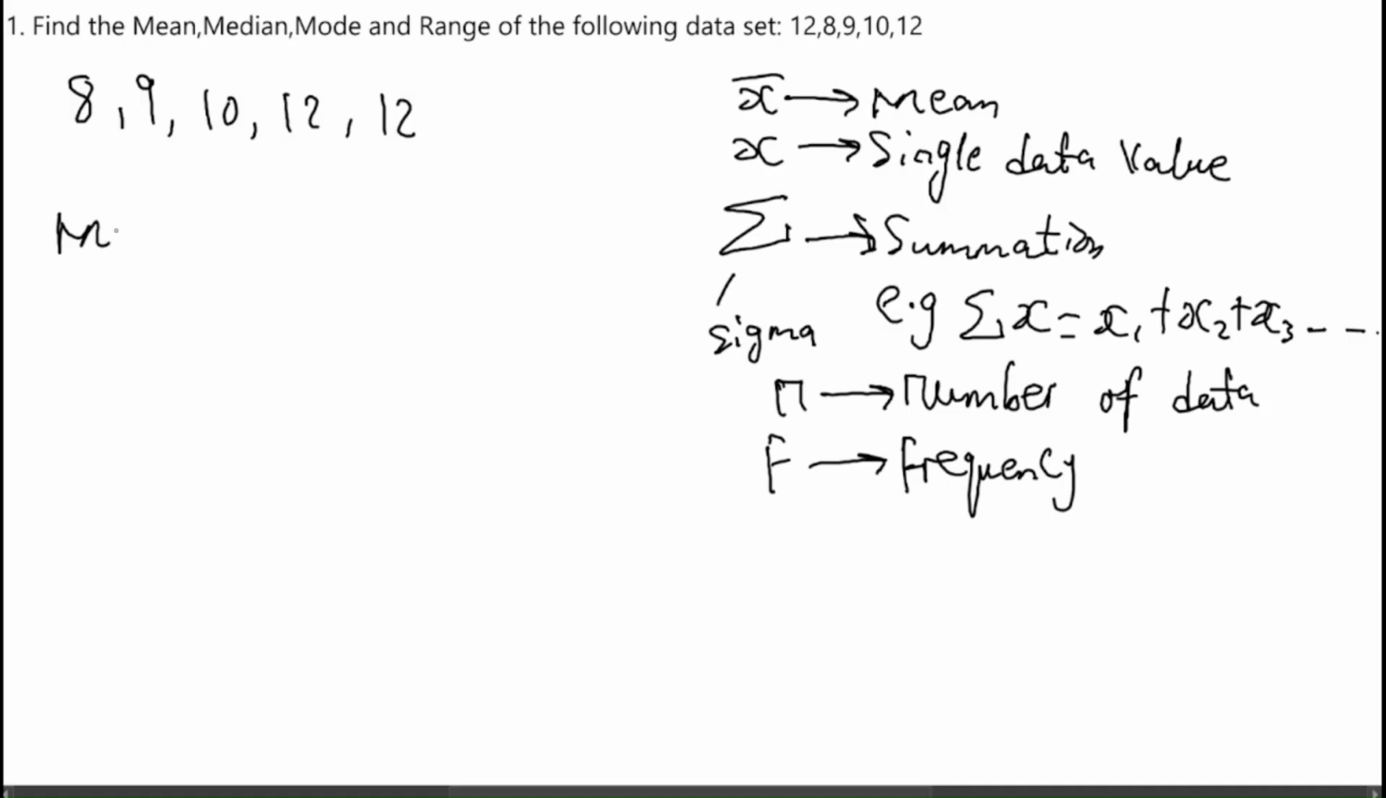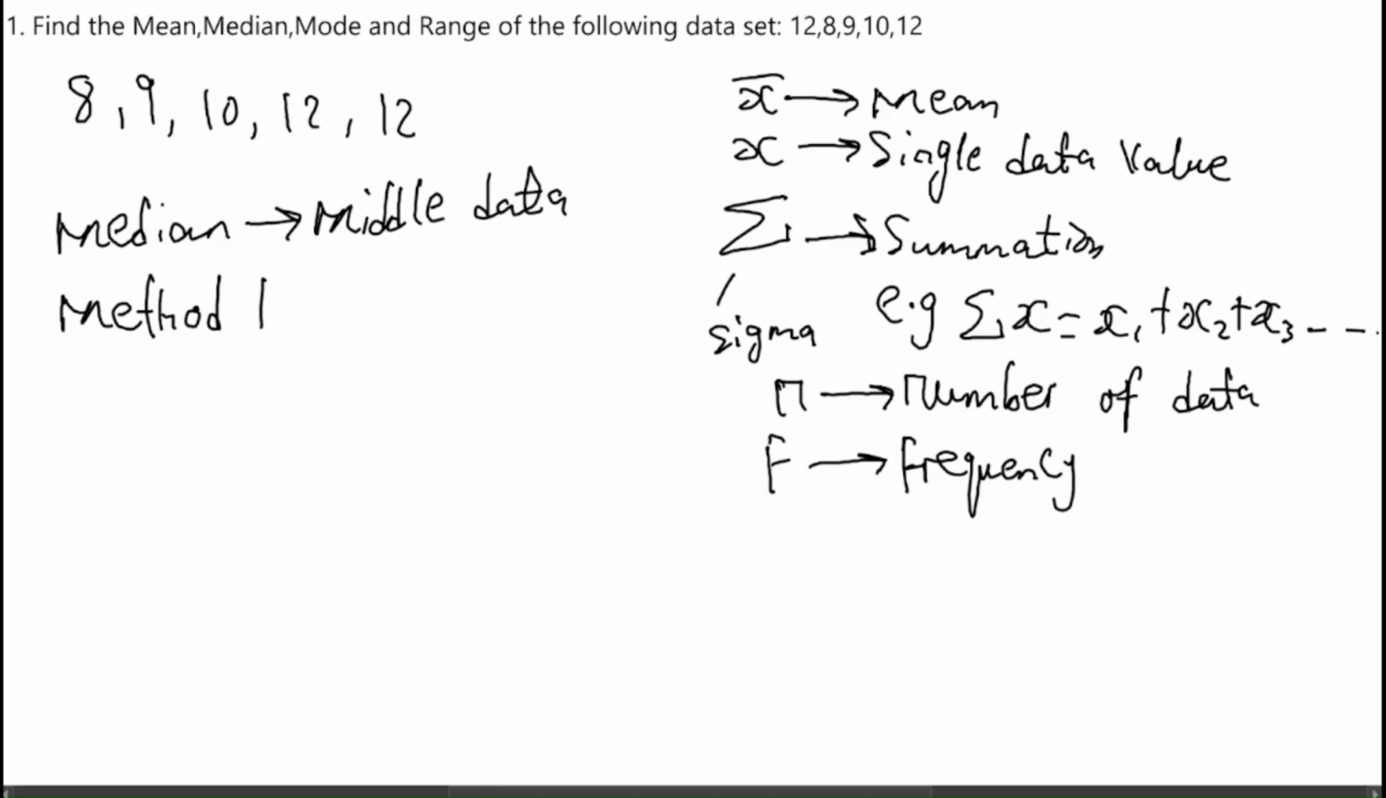The next question is to find the median. The median simply means the middle data. Now, how do we locate the middle data? There are 2 ways to locate the middle data. Let's call the first way method 1. In this method, what we are going to be doing is cancelling. Let's cancel 8. Let's cancel 12. 9. Then the other 12. Obviously, the middle number is 10. So the median is 10.